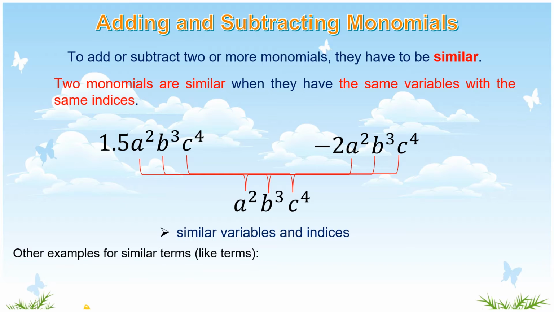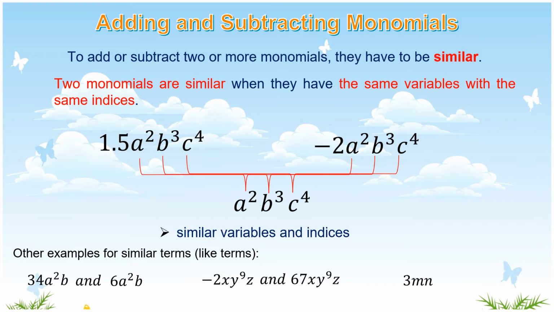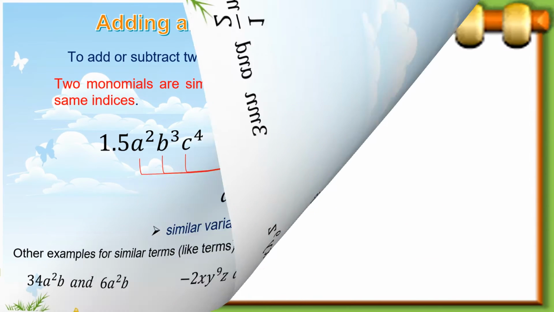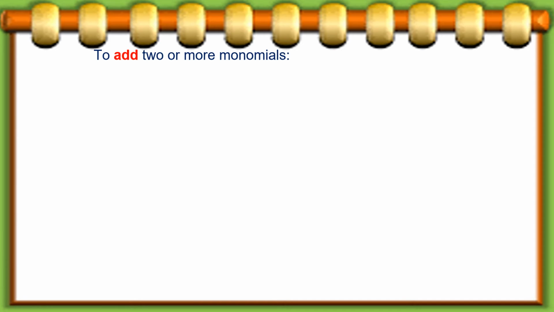Other examples for similar terms or like terms. We have 34a squared b and 6a squared b. Then we have negative 2xy to the ninth and 67xy to the ninth. And we have 3mn and 1/2 mn. Remember, to add two or more monomials, we need to add the coefficients and keep the variables.